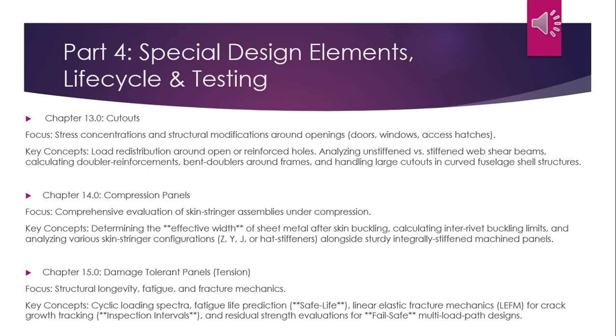Chapter 14 is about compression panels, and it's about comprehensive evaluation of skin stringer assemblies under compression. The key concepts is determining the effective width of sheet metal after skin buckling, calculating inter-rivet buckling limits, and analyzing various skin stringer configurations, X, Y, G, or hat stiffeners, alongside sturdy, integrally stiffened machined panels.